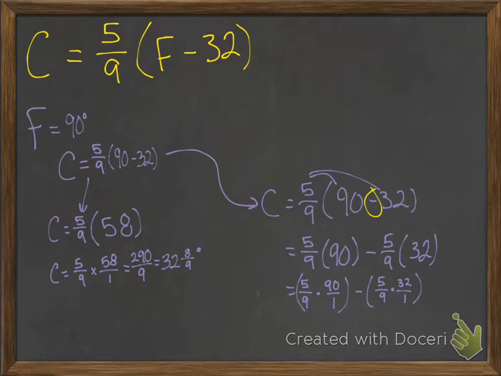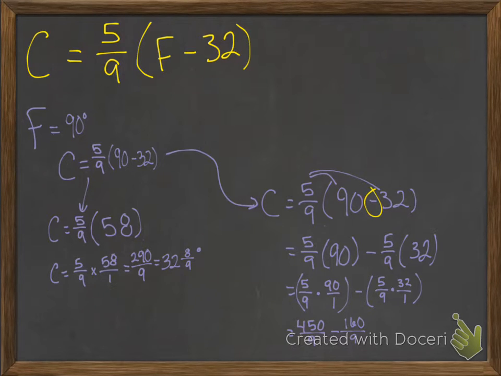I'm going to change everything to fractions just for the sake of simplicity. So 5/9 times 90 over 1 minus 5/9 times 32 over 1, which gives me 5 times 90 is 450, 9 times 1 is 9, minus 5 times 32 is 160, 9 times 1 is 9, so 450 over 9 minus 160 over 9.